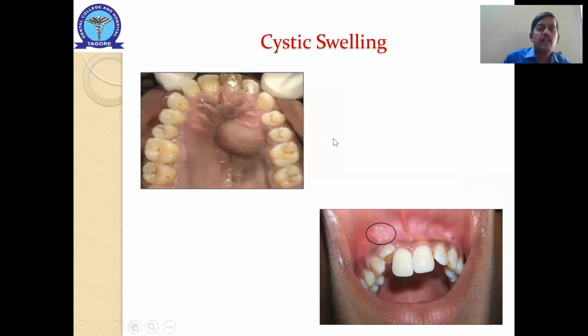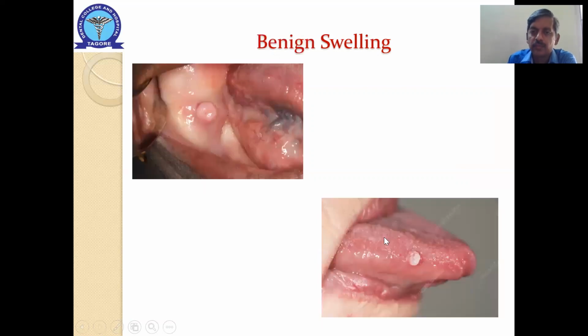Then cystic swelling. Cystic swelling is a slow growing swelling and mostly asymptomatic. When it's infected, it will produce pain. This is a radicular cyst seen over the palate. A non-vital tooth is present. This is a periapical cyst or radicular cyst arising from this non-vital tooth. This is a case of dentigerous cyst arising from an impacted supernumerary tooth.